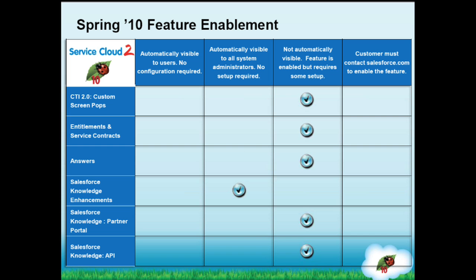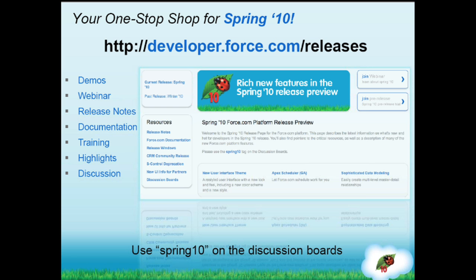So we talked about a lot of stuff today, and I think it's important for you to know what's our one-stop shop for Spring 10. Well, it's developer.forest.com/releases. If you go to this URL, you're going to get everything that you need to know about Spring 10.